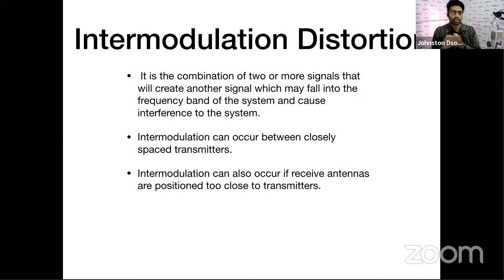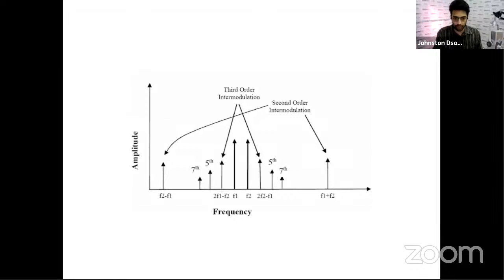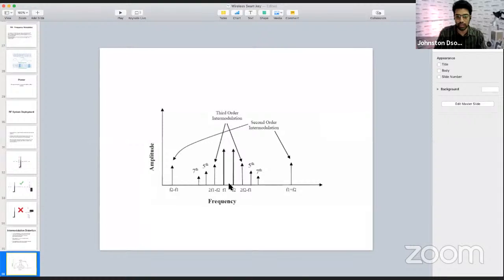Intermodulation distortion. This is a very important thing that you need to keep in mind. Now, what is intermodulation distortion? It is basically when two frequencies are tuned very close to each other, they will start forming harmonic frequencies, and those harmonic frequencies can interfere with the main frequencies. Mostly it's the third harmonic, not the second harmonic. For example, in this case, you have two frequencies, F1 and F2, that are very close to each other.